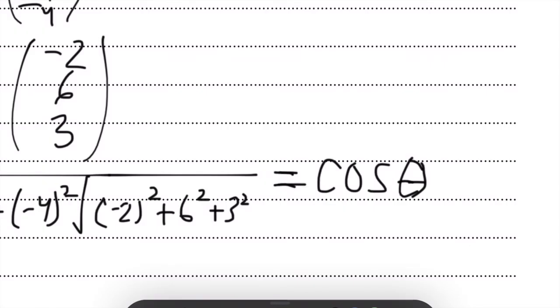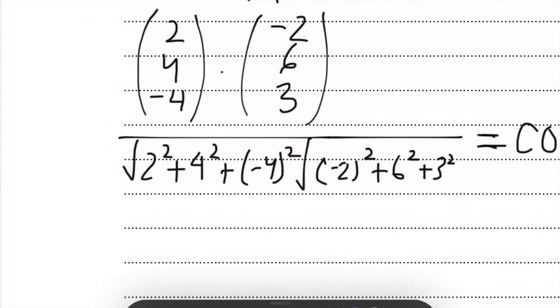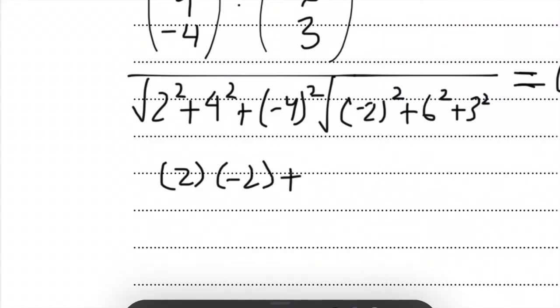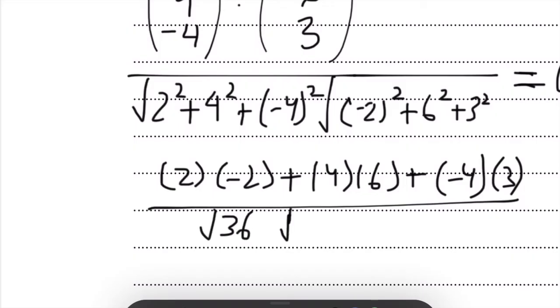We'll equate that to cos theta. Now we will multiply the top of each together and add that with the middle and add that with the last, divided by √36 and √49.